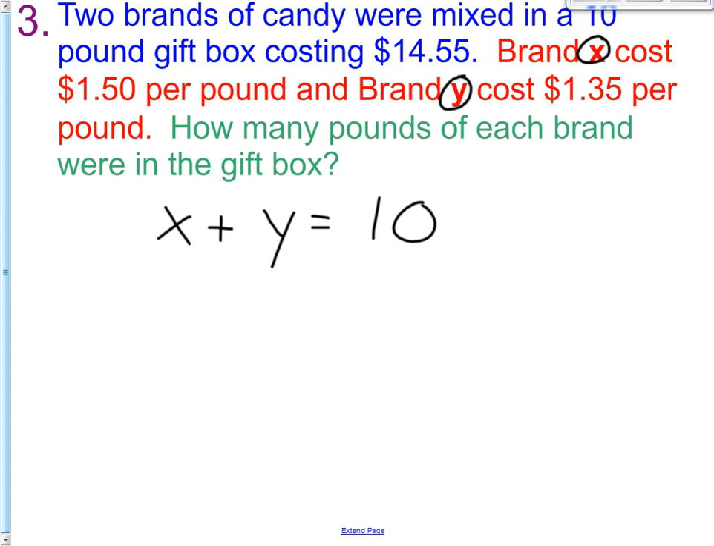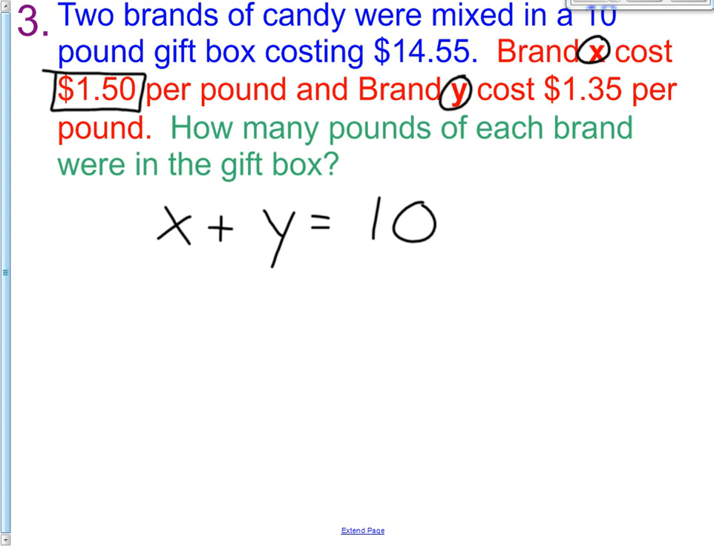So now if we know that brand X candy was $1.50, and brand Y was $1.35, if there was 1 pound of X, that's $1.50. If there's 2 pounds of X, that's $3. If there's 3 pounds of X, now there's $4.50. So what we're doing is whatever X is, we're multiplying it by $1.50.